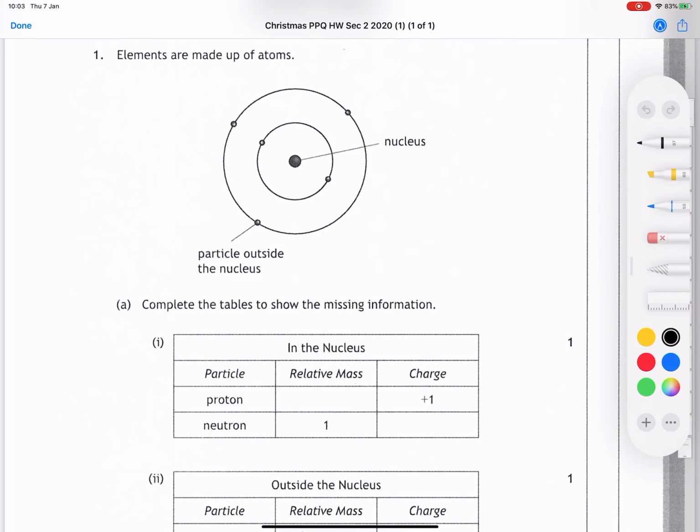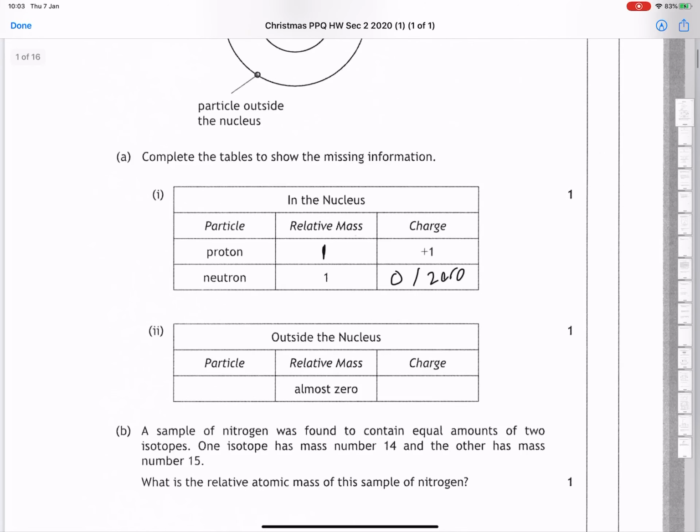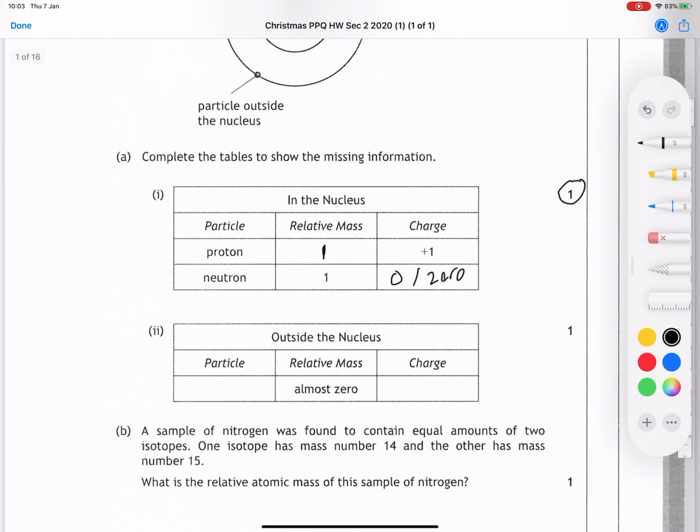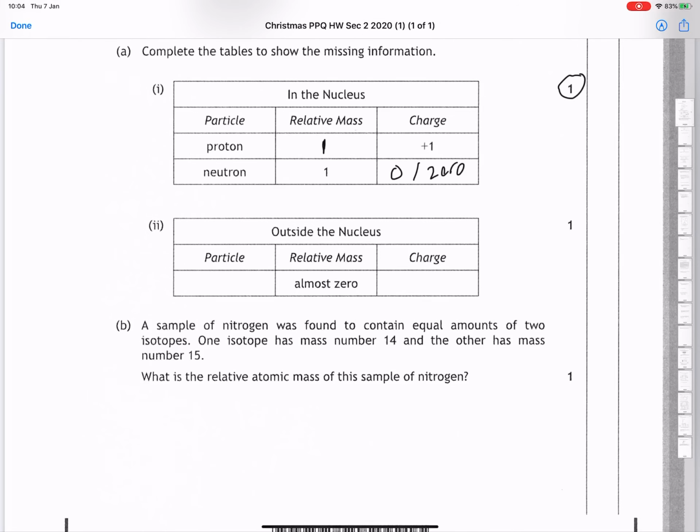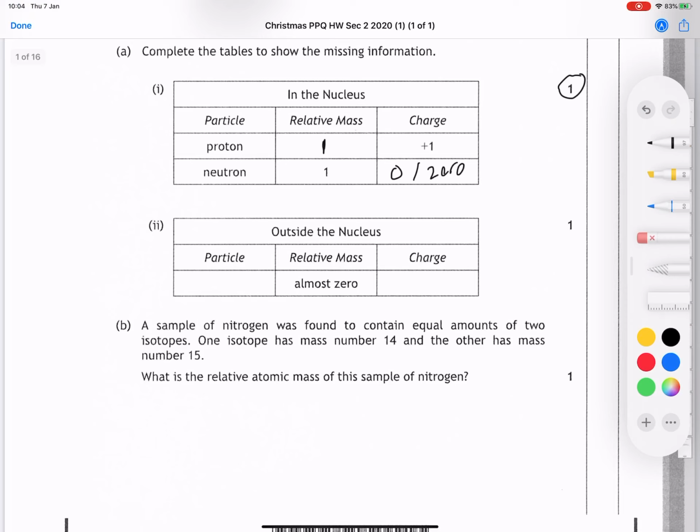Protons have a mass of 1, just like a neutron, and have no charge, so whether you wrote 0 or the number 0 is both fine. You need both of those to get the 1 mark. A particle outside is an electron, you should all know that, and the charge on an electron is -1.